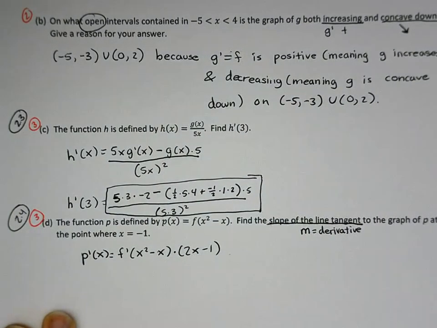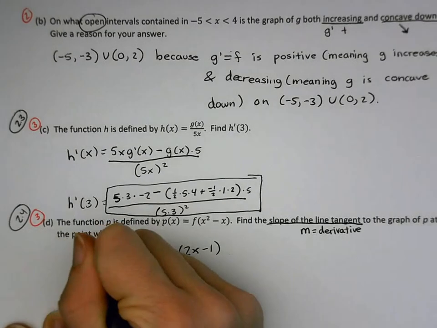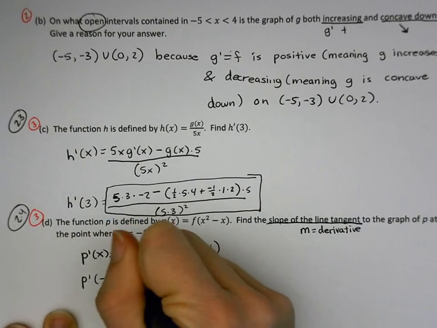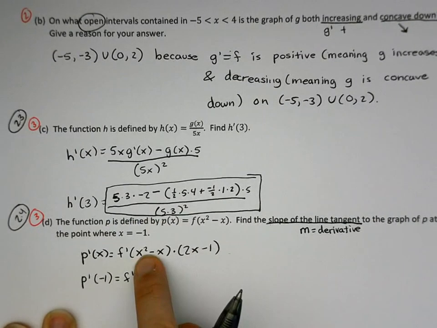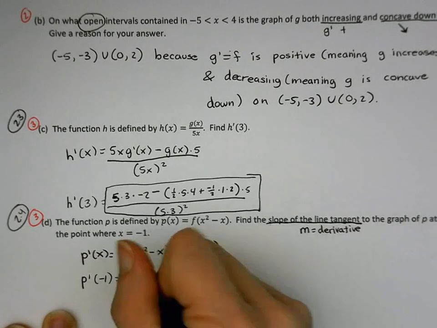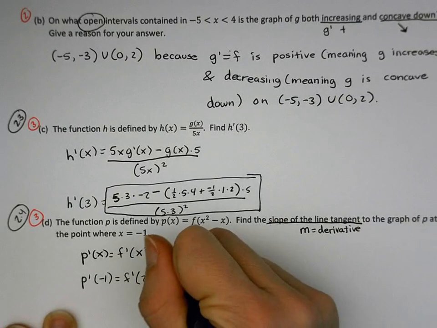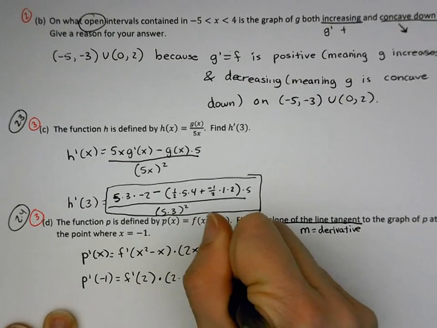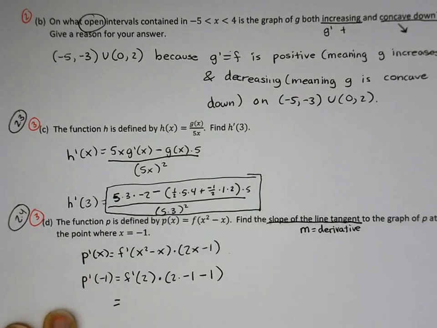That's 2 points. And then your third point comes from plugging in negative 1. So we have f prime of negative 1 squared, which is 1, minus negative 1. So plus 1. 1 plus 1 is 2. And 2 times negative 1 minus 1 at the back. So the question then becomes, well, what is f prime of 2?